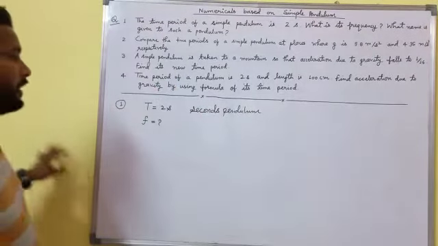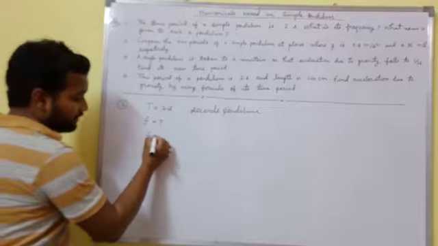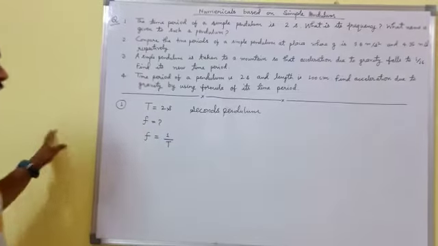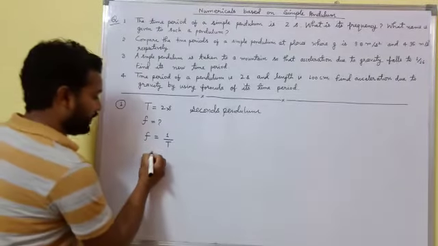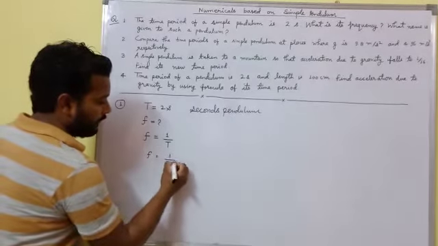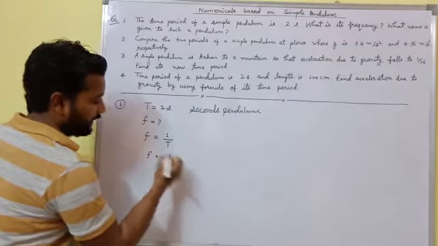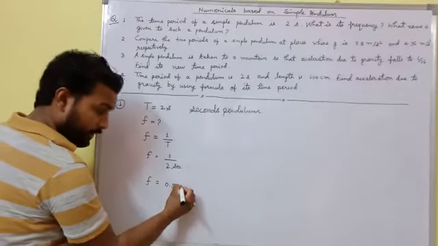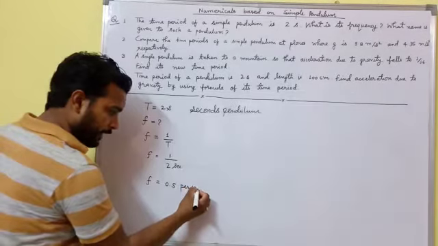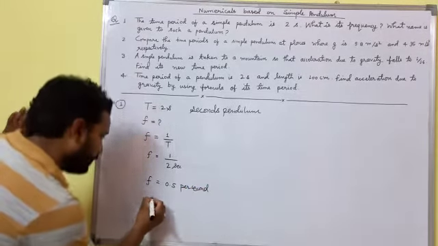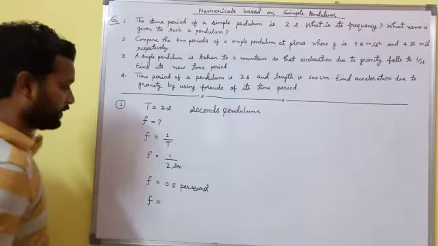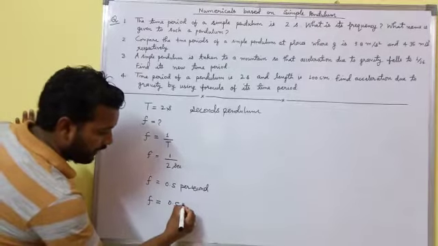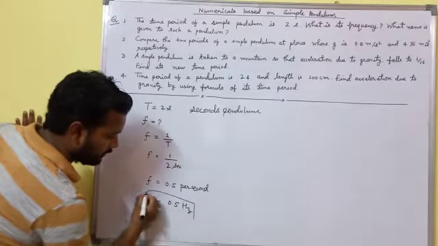Now find out the value of frequency. We have the relation between frequency and time period: F equals 1 upon T, and the value of T is 2 seconds. So F equals 1 upon 2 seconds, and frequency will be 0.5 per second. The unit of frequency is hertz, so we can also write 0.5 hertz.